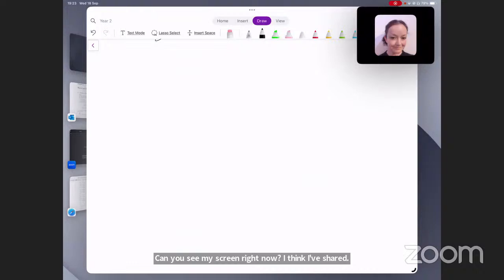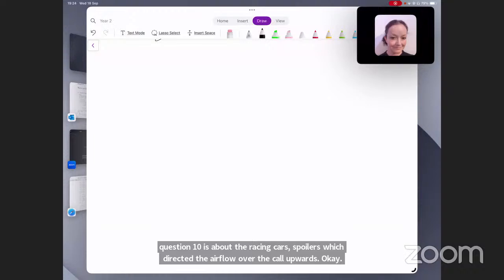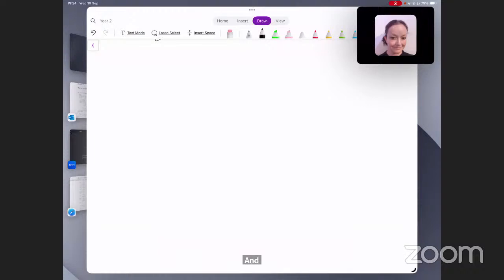So question 10 is about racing cars that have spoilers which direct the airflow over the car upwards. Part A asks to explain why this makes the car heavier with reference to at least one of Newton's laws of motion. Well, there's 3, so probability-wise you're fine. So the spoilers, what they do is, well, the question gives it to you. It directs the flow over the car upwards.